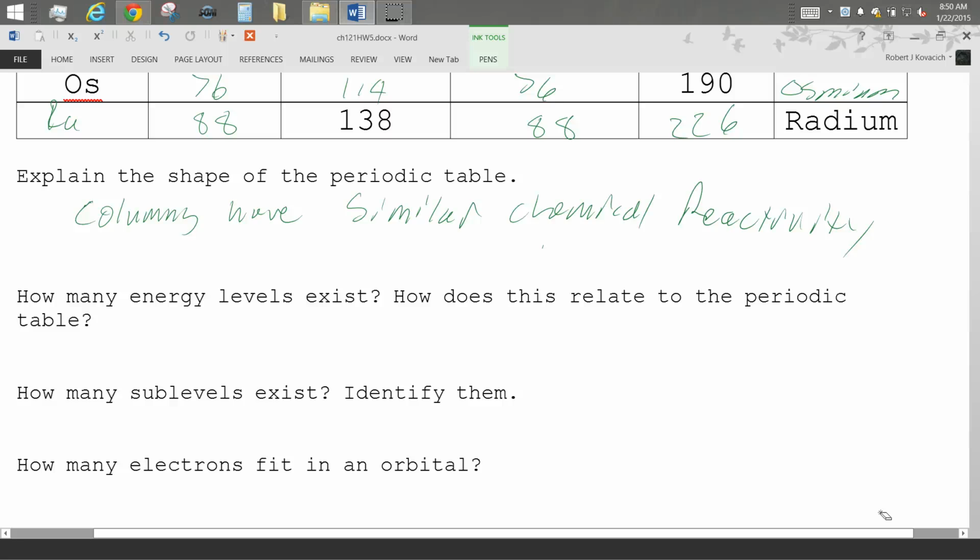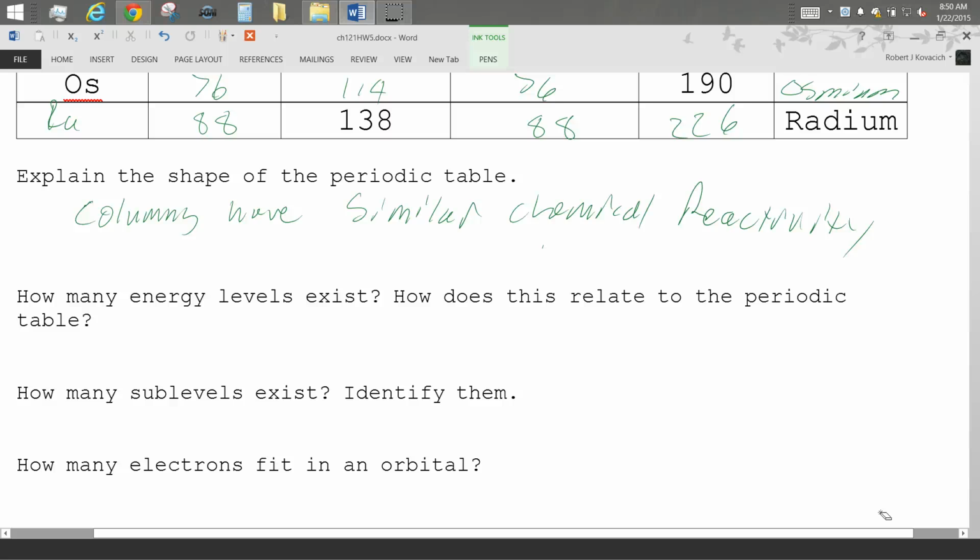It was an afterward thing, right? I didn't figure out electrons and then make a table, because if we knew what we know about electrons now, that periodic table would be made in like 10 seconds. But we didn't know anything about the electrons, so it was all based off of chemical reactivity.